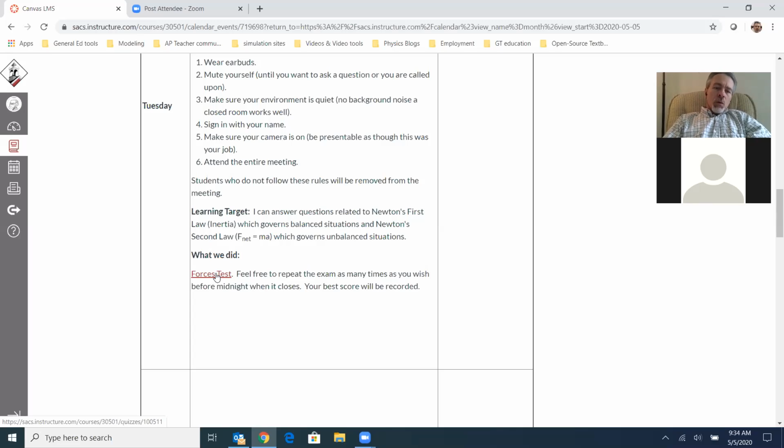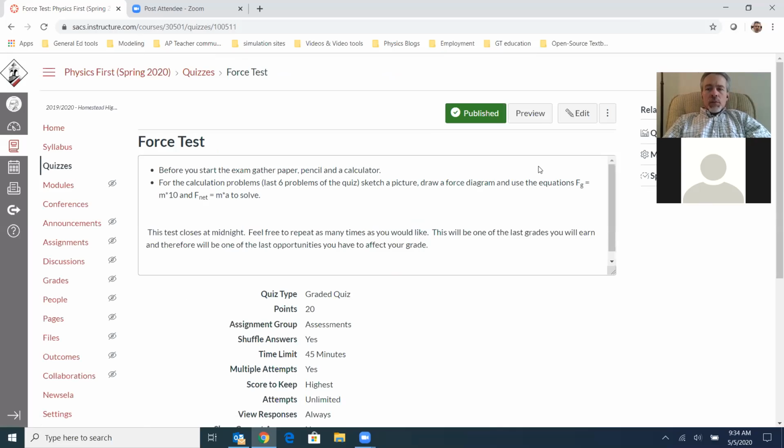Okay, so then I'm going to go ahead and click on the forces test so you can see what it's going to look like when you pull it open. You can do this as many times as you want and it closes at midnight. You want to do the best you can since it's the last major grade of the year. Again, you need to have paper, a pencil, and the calculator.